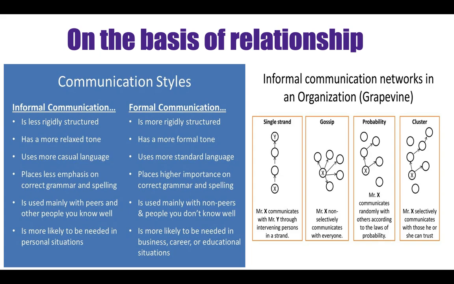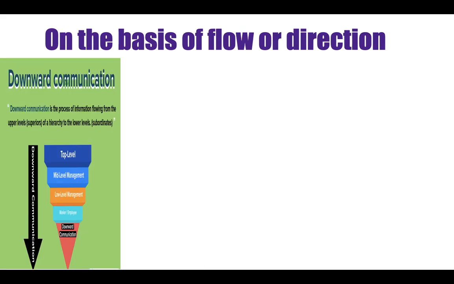Or he can go for the cluster kind of grapevine in which he communicates with those he can trust, and those he cannot trust, he can leave them out. So it is a non-probabilistic kind of model. So grapevine is also important, and it's an informal communication style. Now, on the basis of flow or direction, we have four types of communication.